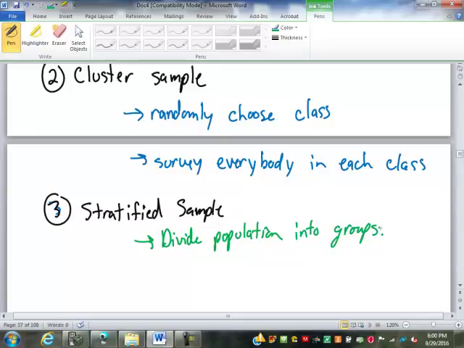I might have divided into groups of full-time students and part-time students. And then once I've divided it into those groups, I randomly select some from each group.